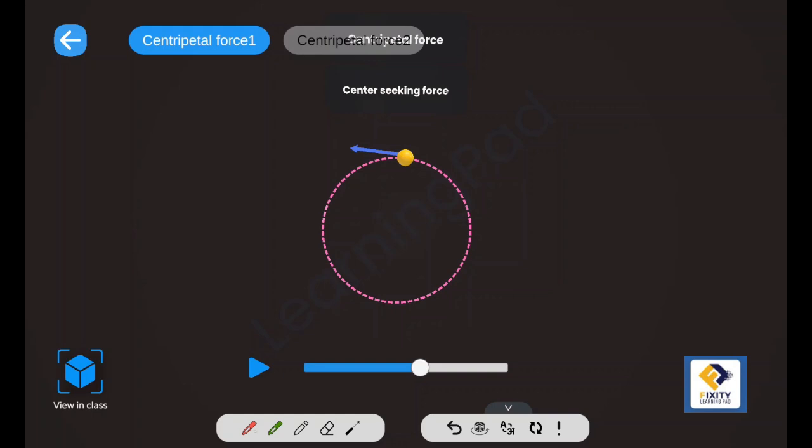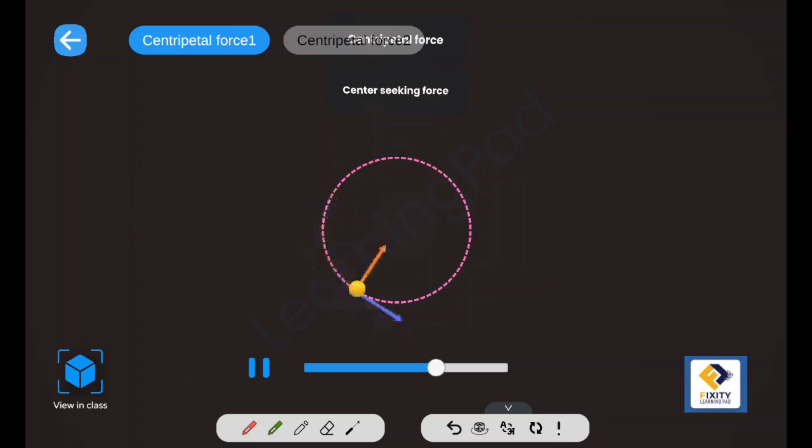What is the meaning of tangent, students? Tangent means any line which touches the circle at a single point like this. This is called the tangent to a circle. Any line which touches the circle at a single point is known as a tangent. So tangentially, the direction of the velocity always remains in case of a circular motion. All right, let's play it forward.